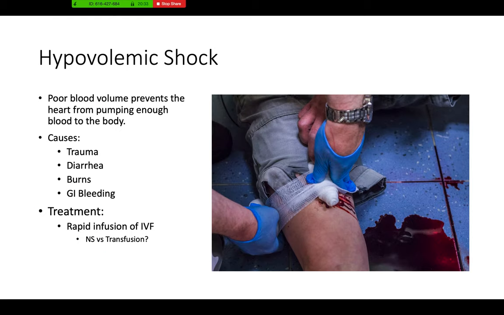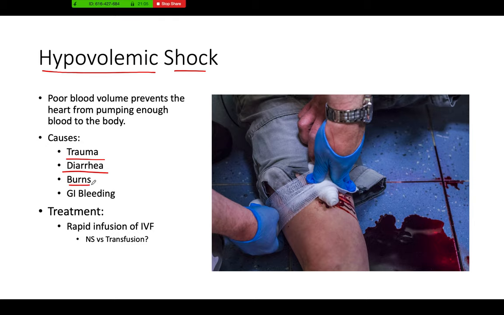Okay, very good. So what the name we would give to this type of client would be a client suffering from hypovolemic shock, low volume shock. Here we have a poor blood volume, which is preventing the heart from pumping enough blood to the body. Causes of this, trauma is going to be our number one. However, people suffering from diarrhea for an extended period of time. Think about, in the third world, people suffering from cholera. Cholera causes extensive diarrhea that ultimately leads to hypovolemia.